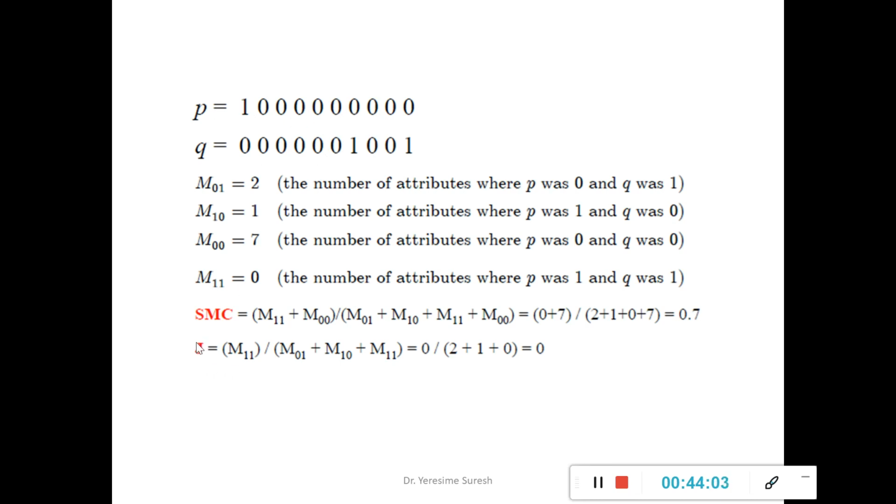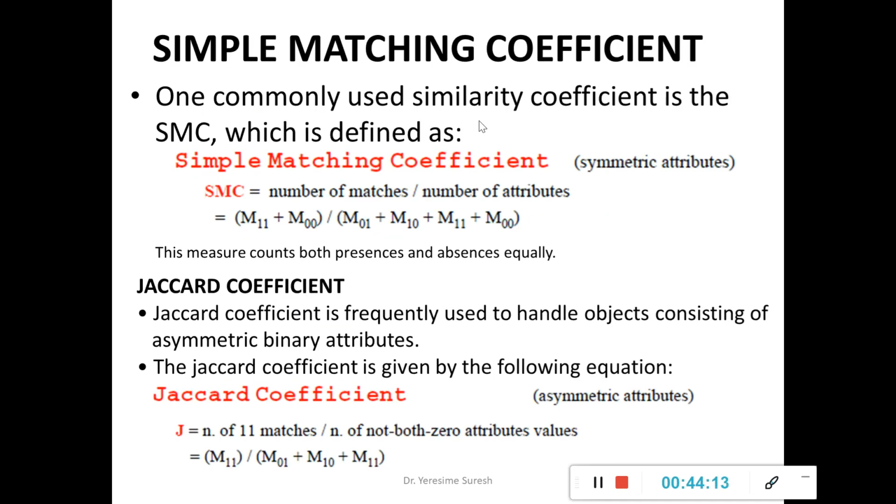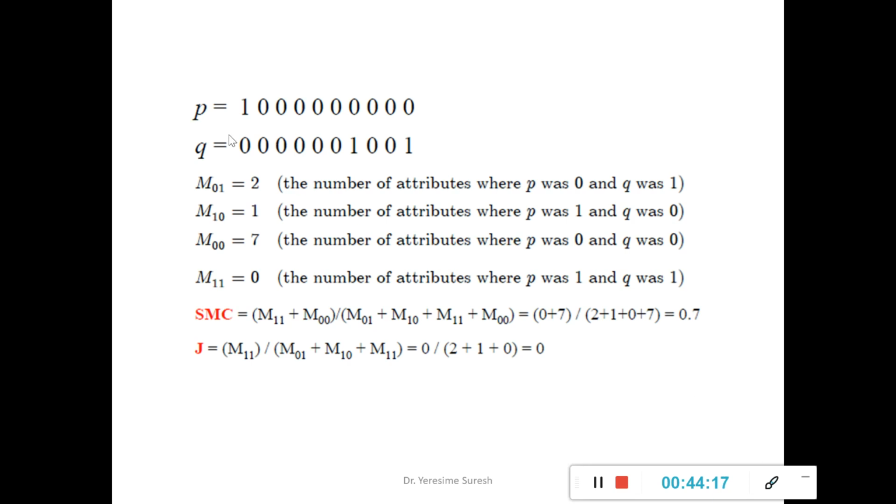And Jaccard coefficient of 0 indicates there is no dependency at all. 1 indicates there is maximum dependency. So, this simple matching coefficient as well as Jaccard coefficient is for documents P and Q having binary representations.